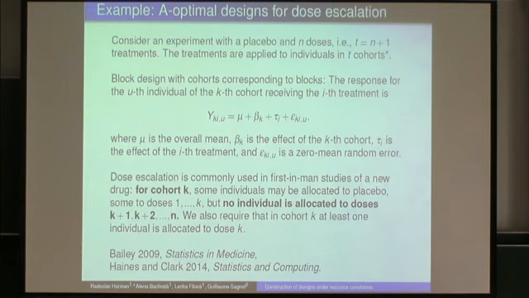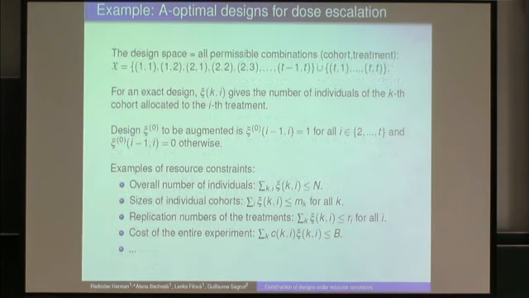Okay, so very briefly, the main requirement of this dose escalation is that for cohort k, no individual is allocated dose k plus 1 or higher doses, and so on. We also require that in cohort k at least one individual is allocated dose k. So the basic reference, at least for me, is this Bailey paper in Statistics in Medicine, and I also used Linda's paper from 2014 in Statistics and Computing. Essentially, I replicated some of these computations.